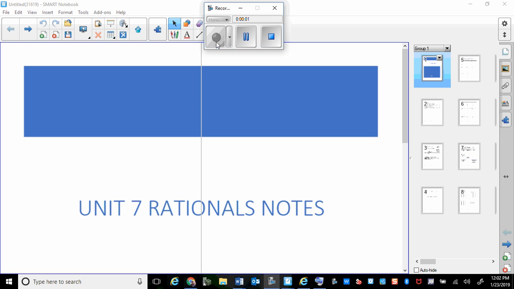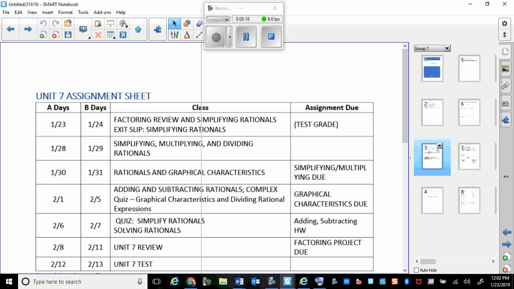The unit on rationals. It's unit number 7. For this unit, with rationals, you're implying that you're referring to fractions. The first thing we're going to do for this unit is prepare you to do a project. Next, after that, we're going to simplify, multiply, and divide rationals. Then we're going to look at the graphical characteristics of rationals, adding and subtracting rationals, as well as complex numbers.